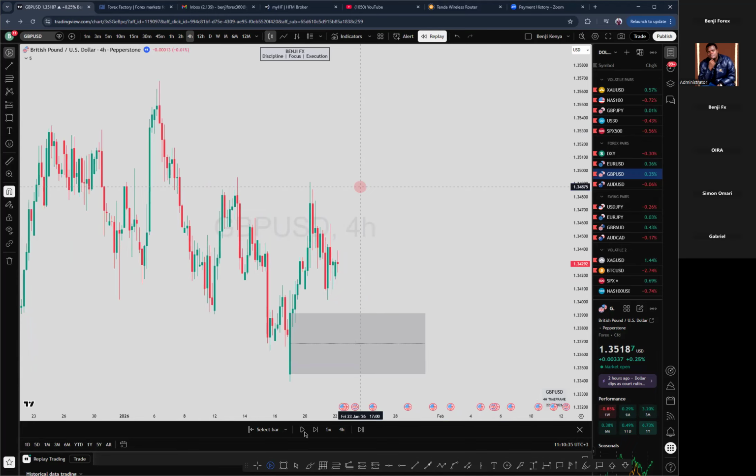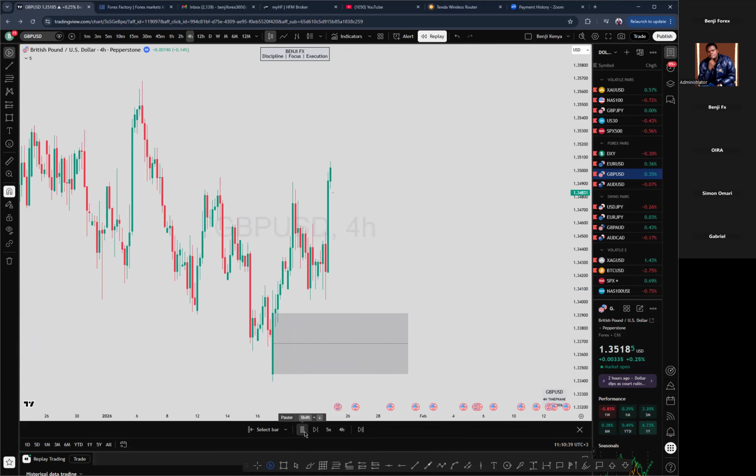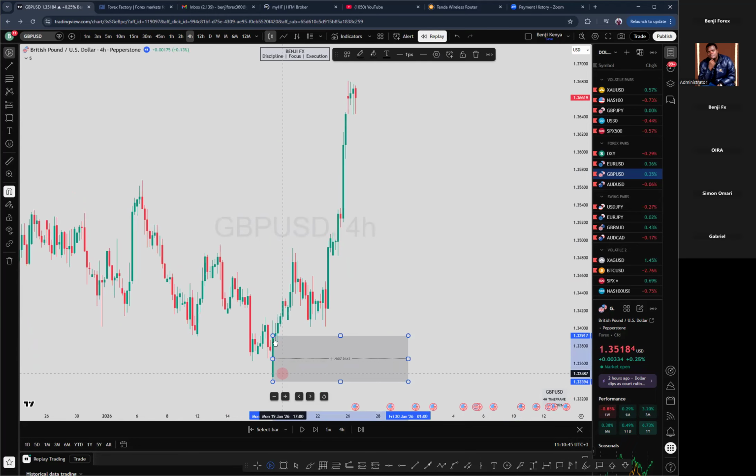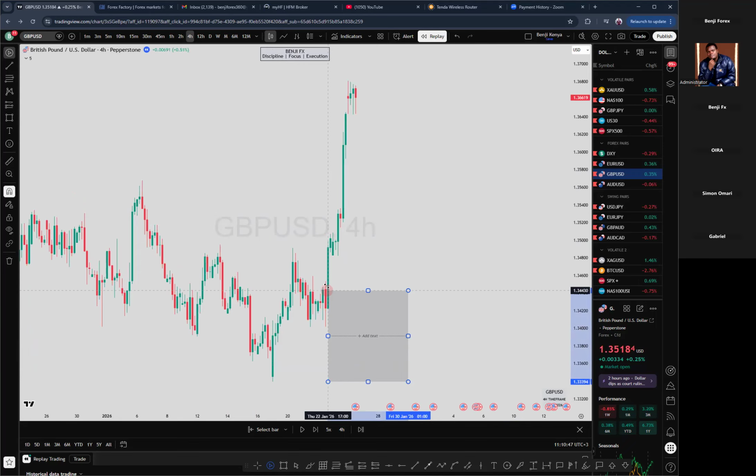So the market pushes higher from this area. I want you guys to see, it pushes higher. So I was able to have my entry from this area to this area, because this is now the valid order block, and this order block was valid because of some reasons.